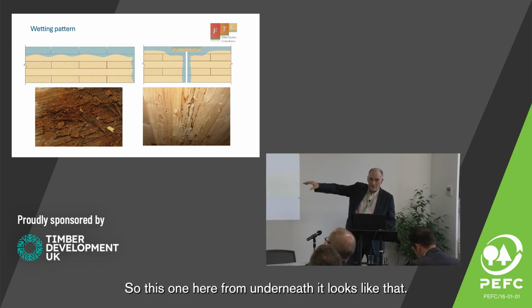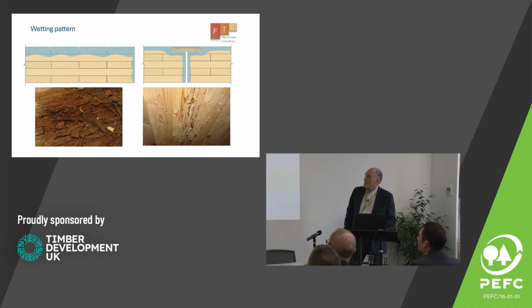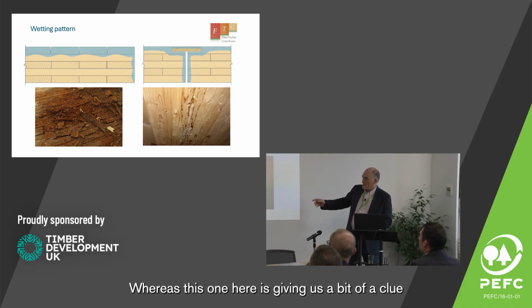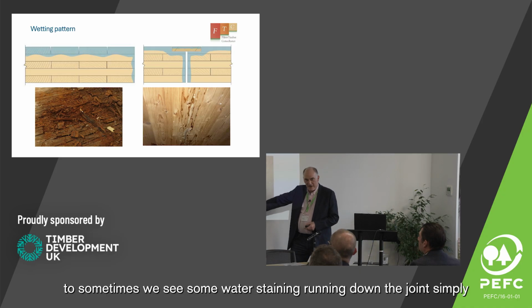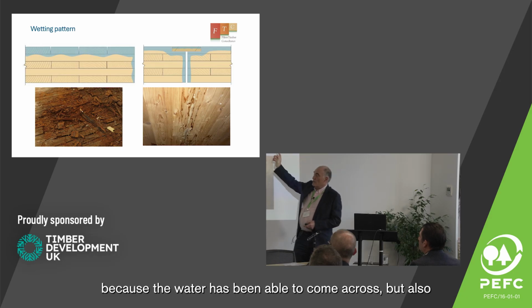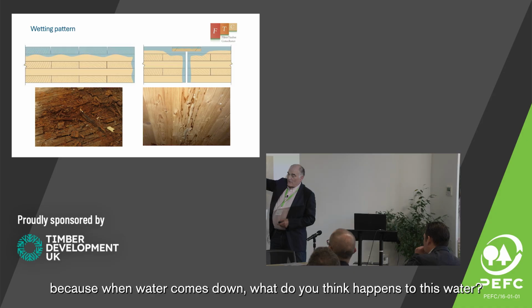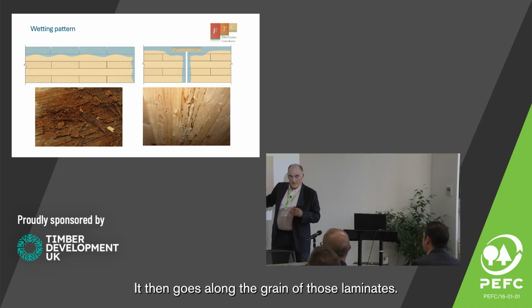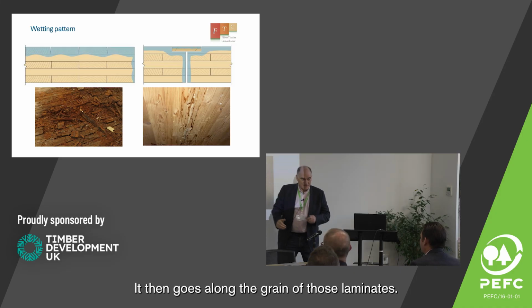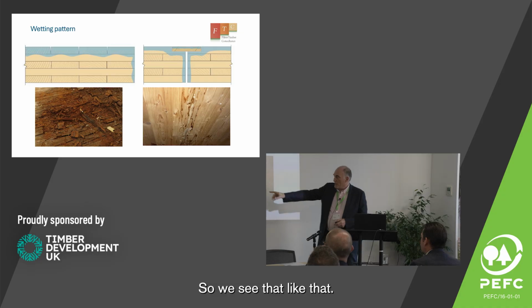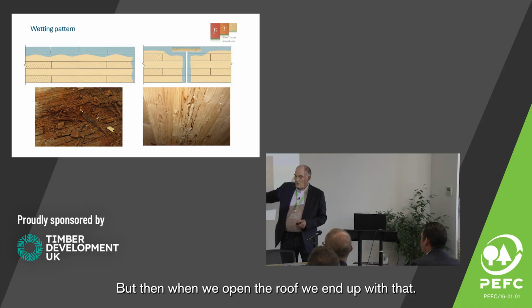So this one here, from underneath, it looks like that, whereas this one here, it's given us a bit of a clue. Sometimes we'll see some water staining running down a joint simply because the water's been able to come across. But also, when water comes down, what do you think happens to this water? It then goes along the grain of those laminates. Yeah? So we see that like that, but then when we open the roof, we end up with that.